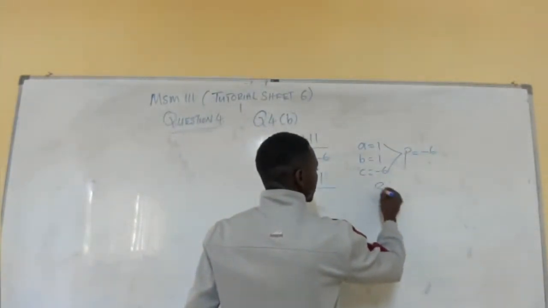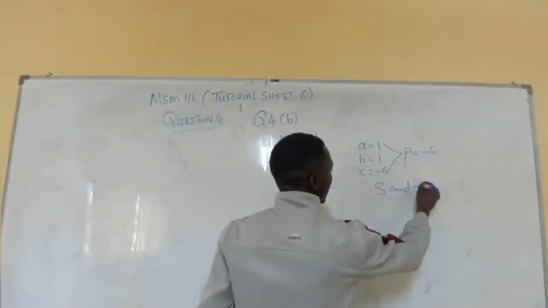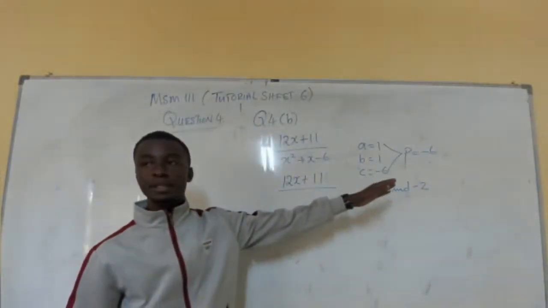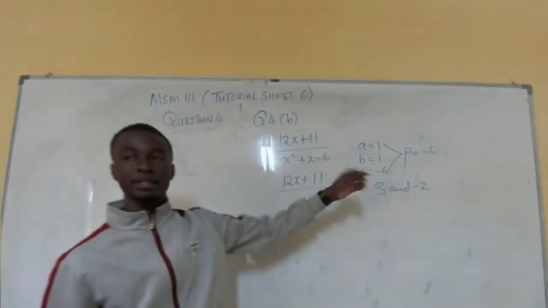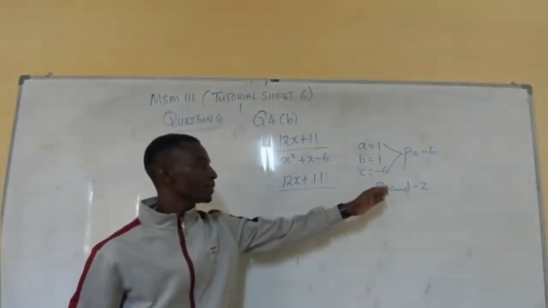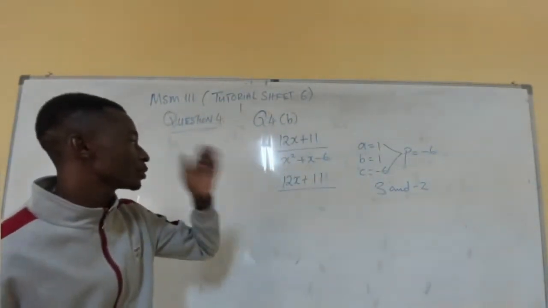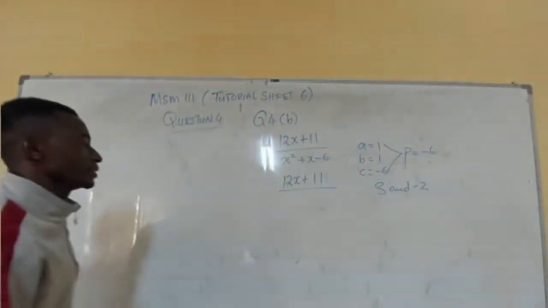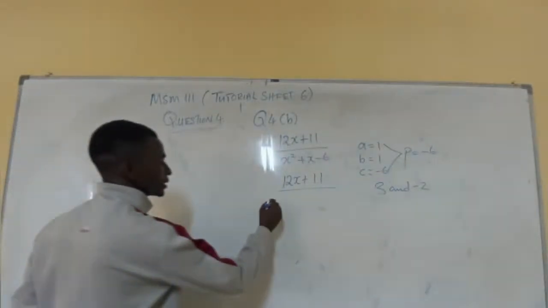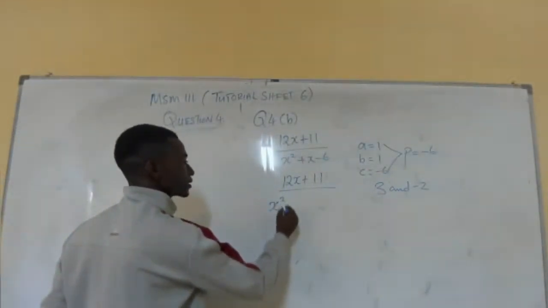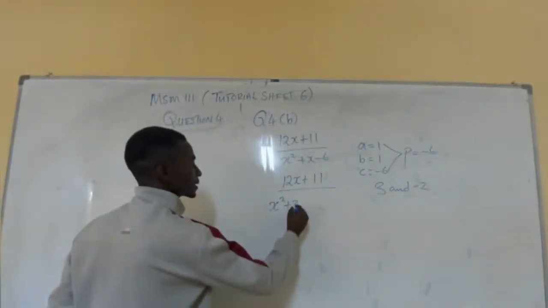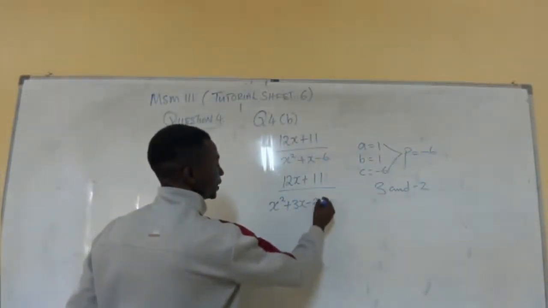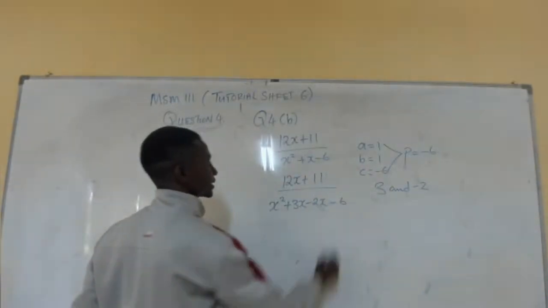It's positive 3 and negative 2. Positive 3 times negative 2, the answer is negative 6. Positive 3 plus negative 2, the answer is positive 1. So 3 and negative 2 are our factors. Now it means we have x squared plus 3x minus 2x minus 6.